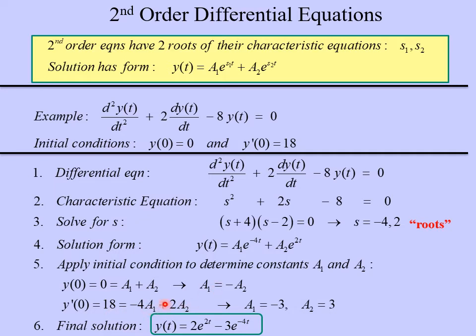So what we've got here are two equations and two unknowns. You know how to solve for that. That's just basic algebra. You can do it by substitution. And you'll end up with a1 is negative 3 and a2 is equal to positive 3. So plugging in those values into our solution, we get this as our final solution to the problem: y(t) = 3e^(2t) - 3e^(-4t).